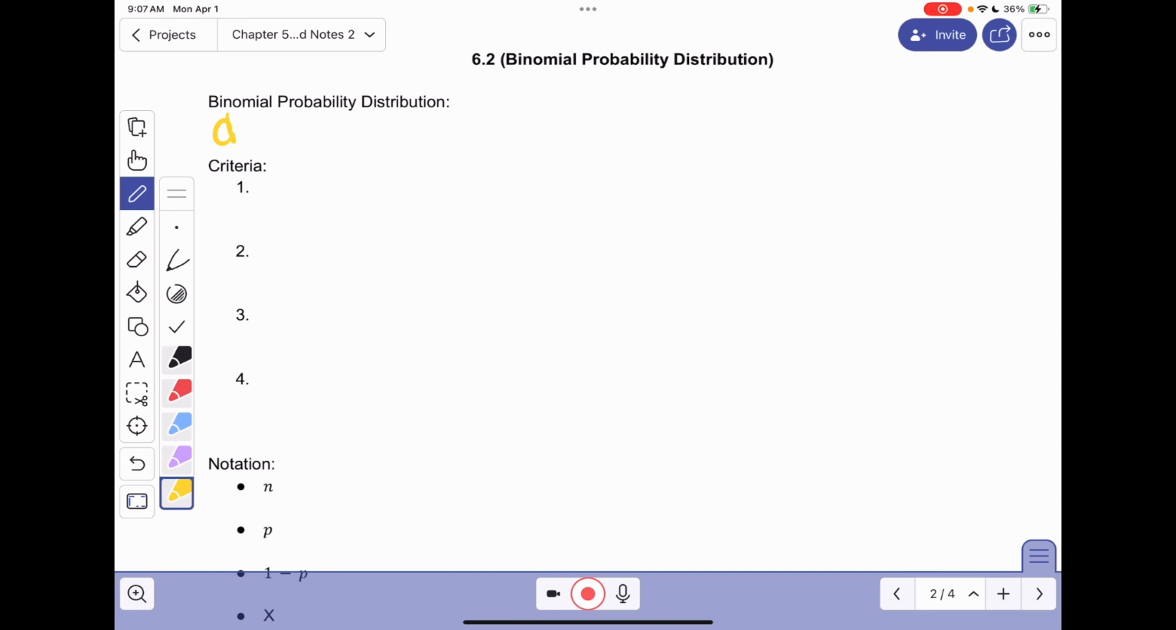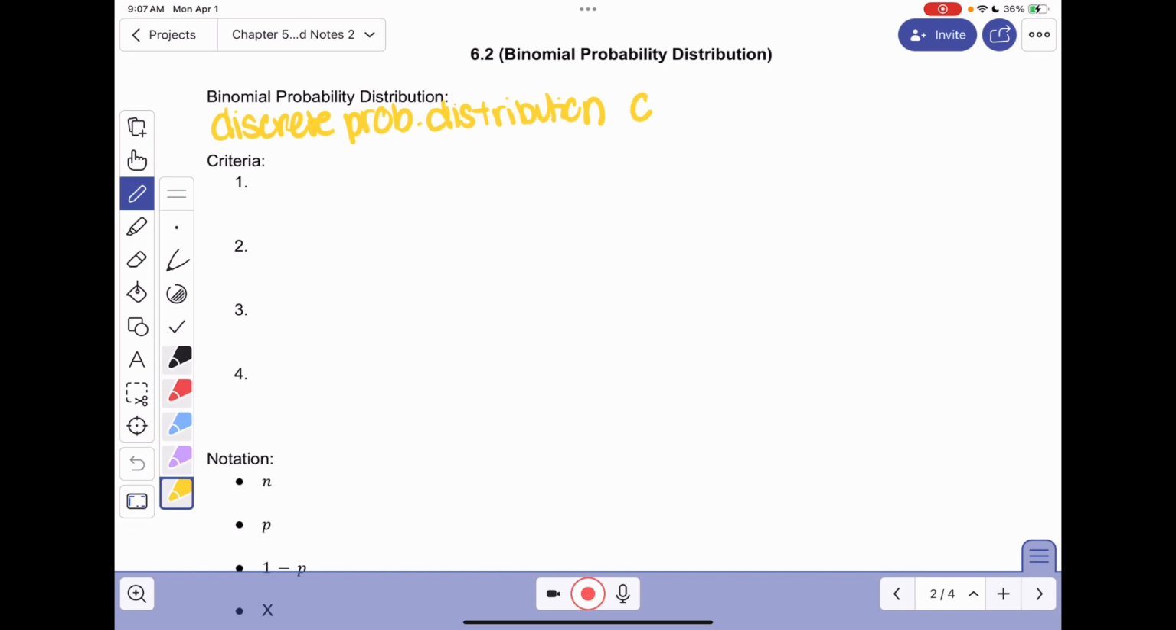Well, it's a discrete probability distribution. So just like we talked about before, except there's only two possible outcomes.